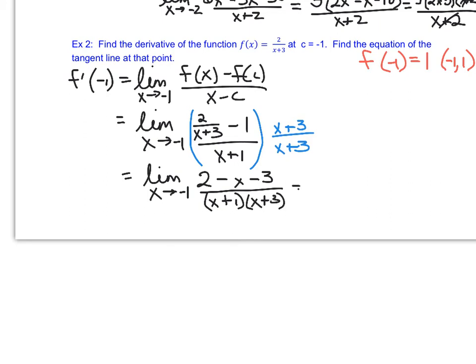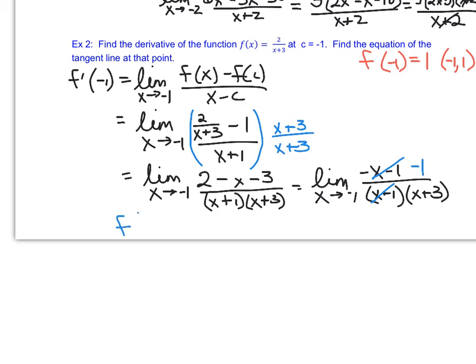So when I simplify this, I'm getting the limit as x approaches negative 1 of negative x minus 1 all over x plus 1 times x plus 3. Now let's go ahead and cancel off our numerator and denominator, which are just negatives of each other. So that ends up giving me a negative 1 over x plus 3. Go ahead and substitute negative 1 in for x. So I see that the derivative, or the slope of the tangent line at negative 1, is going to be negative 1 over negative 1 plus 3, which is 2. So I'm getting a slope of my tangent line of negative 1/2.